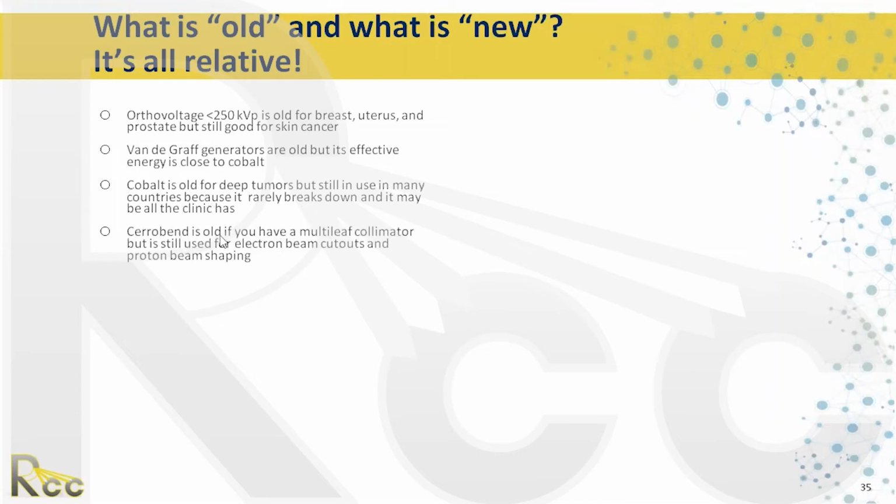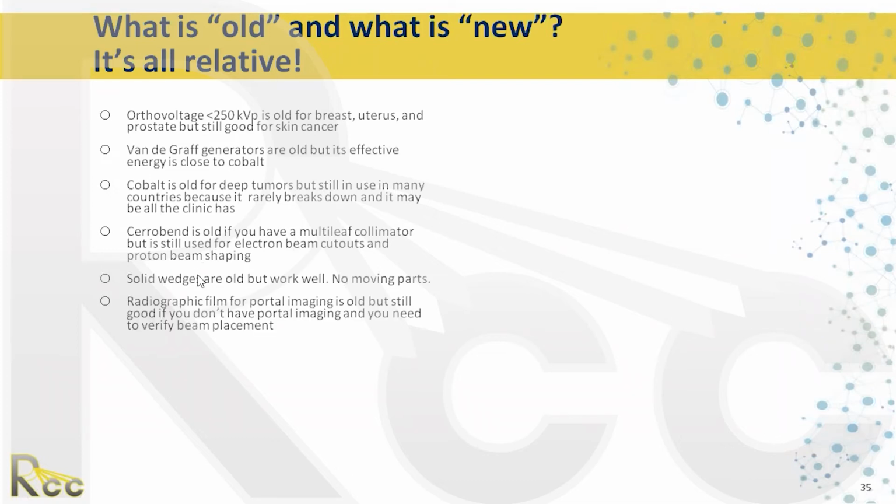We still use Cerrobend, even though it's old, we still use it for shaping electron beams. And Cerrobend is actually being used in proton therapy beam shaping. Solid wedges can be put into a beam to shape it, and they work well, with no moving parts. Radiographic film has been replaced with portal imaging, but at least it's something if that's all the clinic has to verify beam placement in a port film.